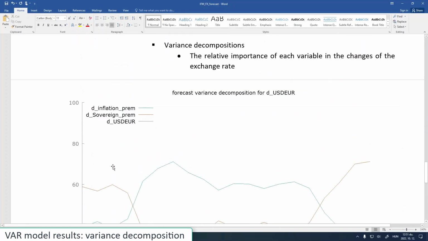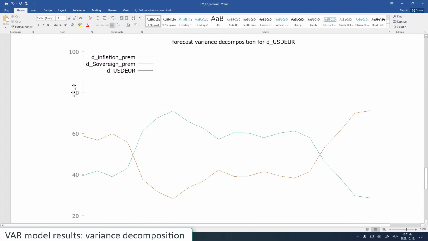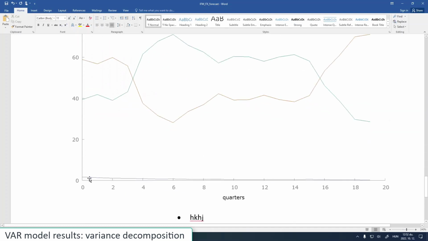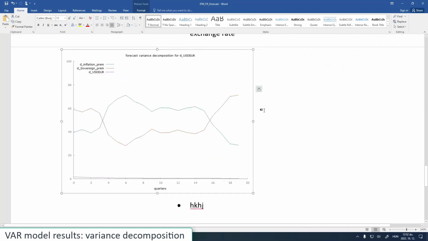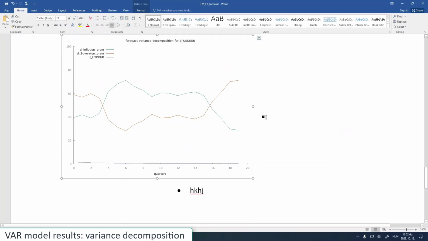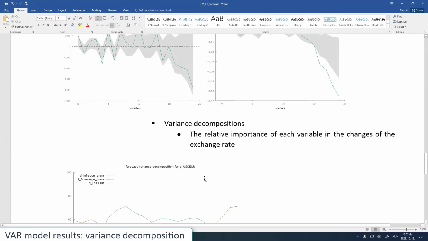Okay, the model is quite efficient because we would like to describe that. So this is a 0 to 100% weight list, and we can see that the sovereign premium, which is this red line, is responsible for more than 60% in the short run, while the inflation premium is also responsible for nearly 40, and then it goes up. But at the same time, the own development, so the exchange rate on itself, has a really low importance. So usually this is not the case. We can see that the exchange rate is much more important for itself, but we got an efficient model, luckily.